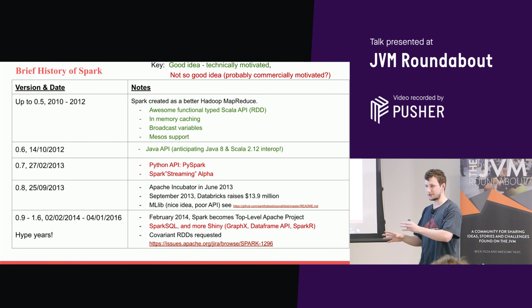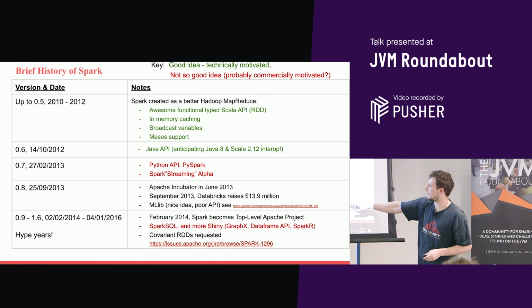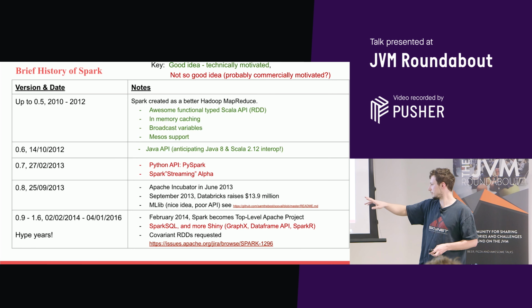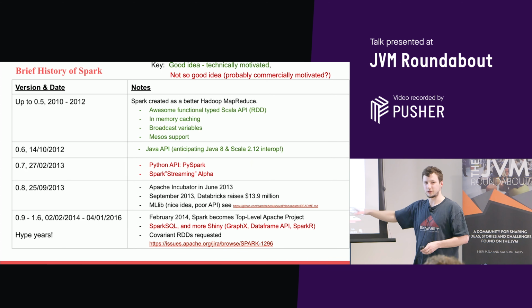Some of it is really good and really solid. Some of it is a bit flaky. And anyway, I remember back we asked for RDDs to be covariant. Does anyone not know what covariant means? Good.